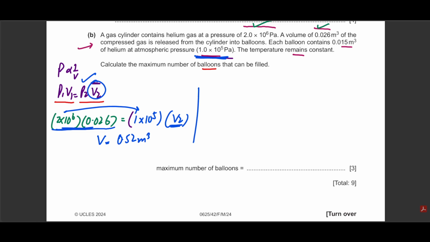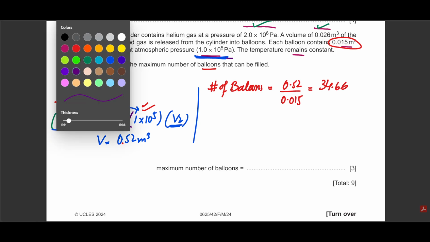So if this gas was allowed to expand freely and go up to atmospheric pressure, or 1 into 10 to the power 5 pascals, it would occupy a volume of 0.52 meter cube. One balloon needs 0.015. So when it comes to the number of balloons, it would be very straightforward: 0.52 is what we have available at atmospheric pressure if allowed to do so, and we want to fill 0.015 meter cube of air in each balloon. So if you divide this, it comes out as 34.66. Now this is again a trick played by the examiner.